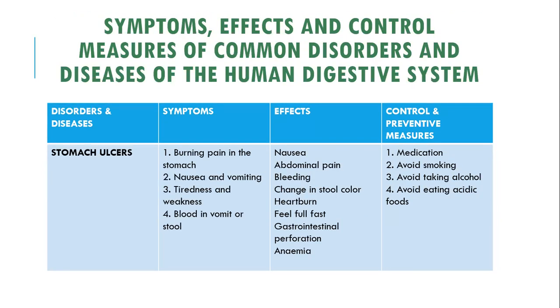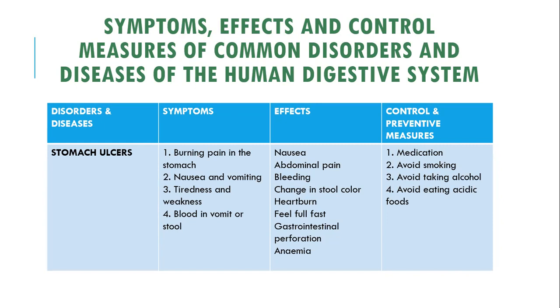The second one which we're going to discuss is stomach ulcers. The various symptoms of it include burning pain in the stomach, nausea and vomiting, tiredness and weakness, also blood in the vomit or stool. While the effects include nausea, abdominal pain, bleeding, change in the stool color, heartburn, feeling full fast, and gastrointestinal perforation and anemia. All these are just effects of stomach ulcers.